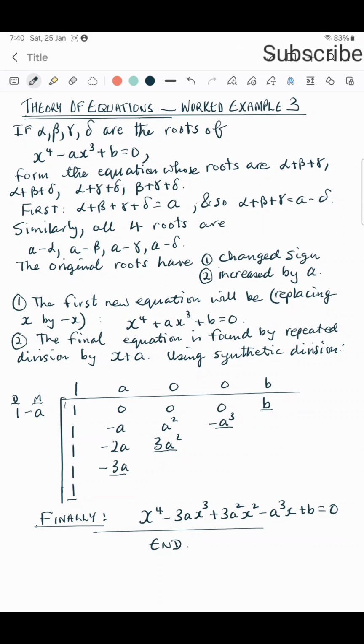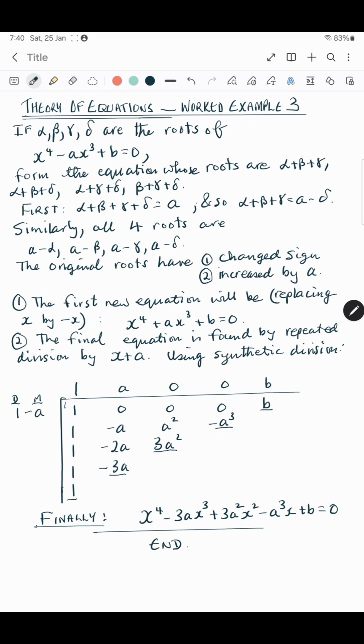Continuing with the theory of equations, this is worked example number 3. The question is: if alpha, beta, gamma, delta are the roots of the fourth degree equation x to the fourth minus ax cubed plus b equals 0, we are required to form the equation whose roots are alpha plus beta plus gamma, alpha plus beta plus delta, alpha plus gamma plus delta, beta plus gamma plus delta.